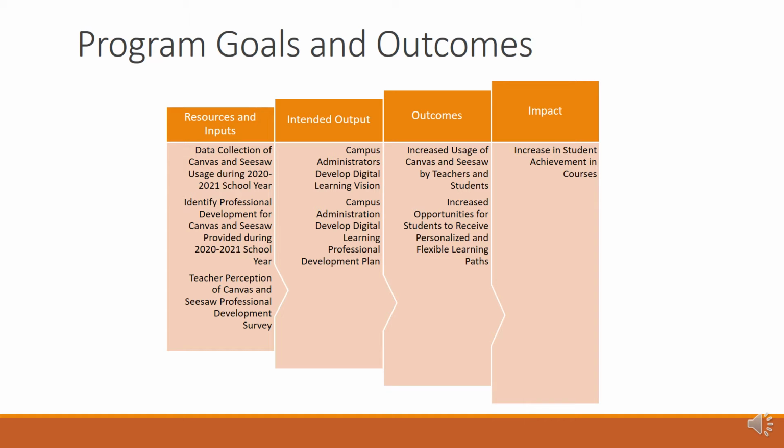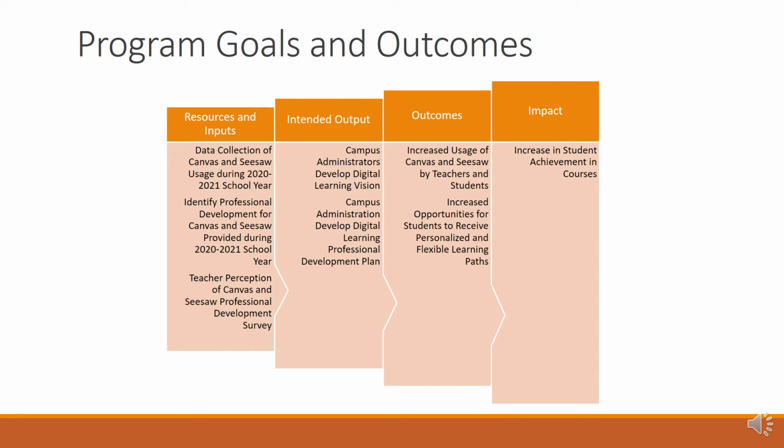So for the goals and outcomes of this particular program evaluation, the resources and inputs would be collection of data from Canvas and Seesaw usage during the previous school year. This will enable us to identify... another input we will need is what professional development was already offered during the previous school year. And we're also going to do a survey of teachers to get their perception of the professional development that was provided for Canvas and Seesaw during the previous school year.